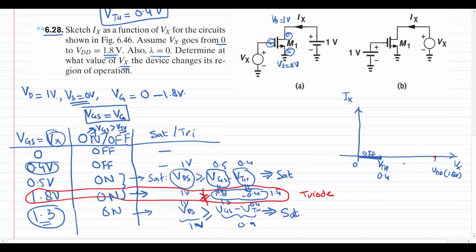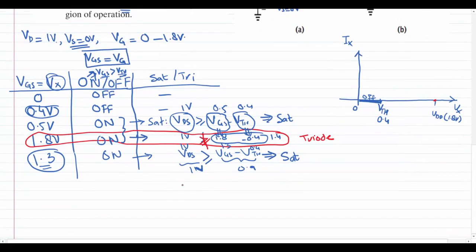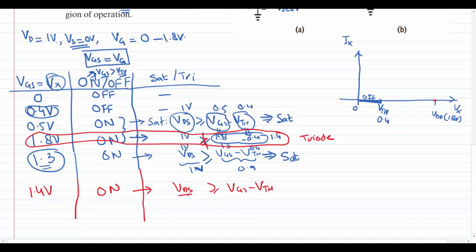So we need to find the boundary where the device changes its state or region of operation from saturation to triode or vice versa. Let's just plug in the value of Vx to be 1.4 volts. If Vx is 1.4 volts, device is on, then VDS, let's just see if that inequality is true or not. VDS is fixed to 1 volt, VGS now is 1.4 volts, VTH is 0.4 volt, that results into 1 volt. We can observe that this 1 volt is equal to 1 volt. The equality holds true. So we can say that this is operating at saturation region.